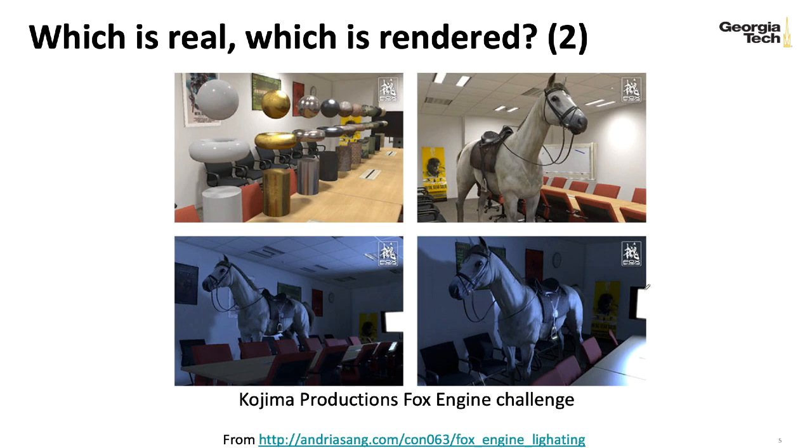So same question, take a look at these scenes and figure out which ones are real and which ones are created by the engine.